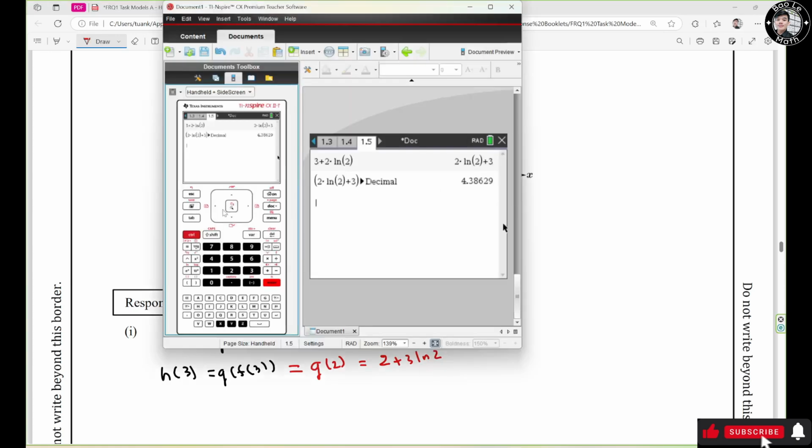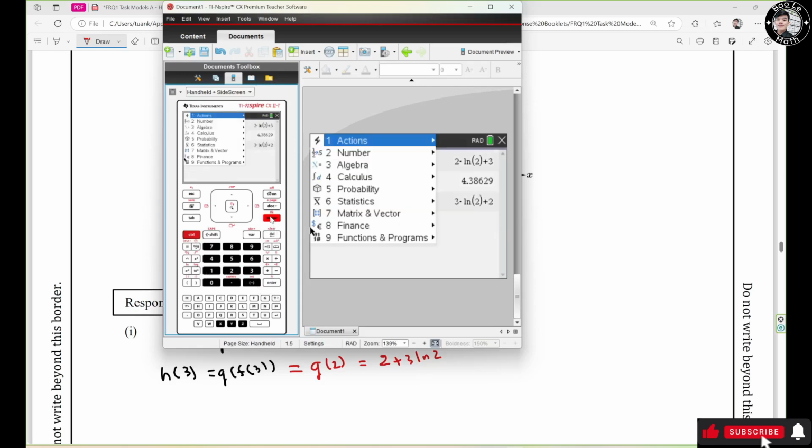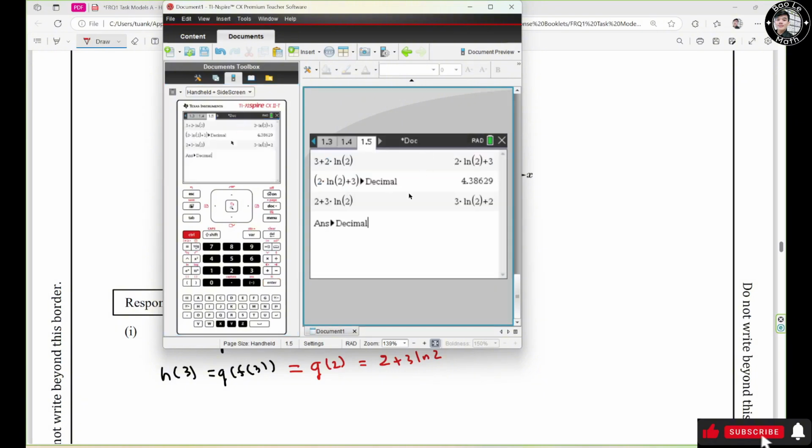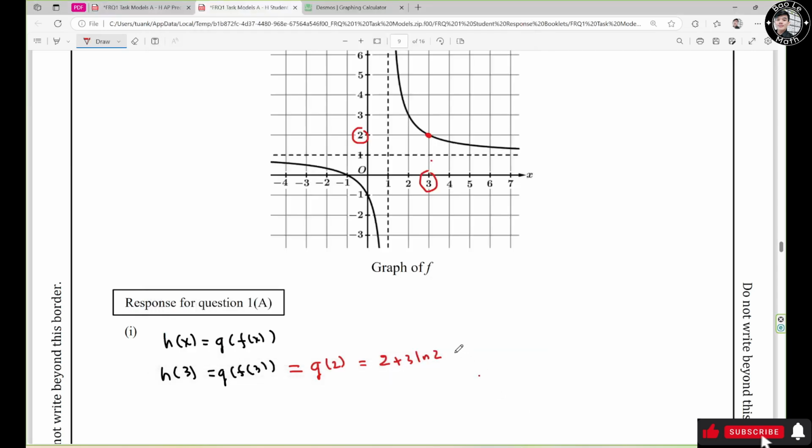Now we're going to bring up the calculator. We just hit 2 plus 3 natural log of 2. So hit enter. Now you need to convert it to decimal, right? So we hit menu, number, convert to decimal, hit enter. The answer is 4.079, right? This is the answer.